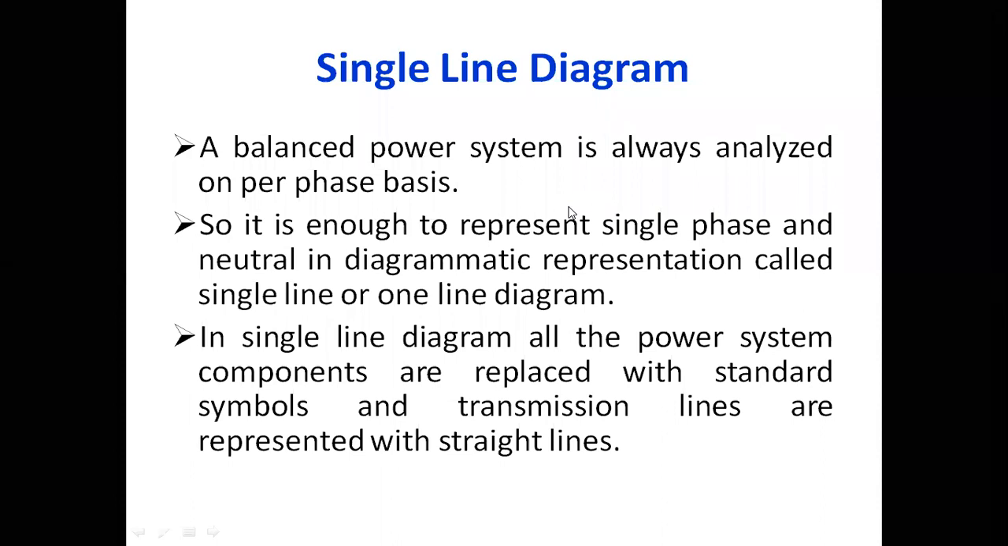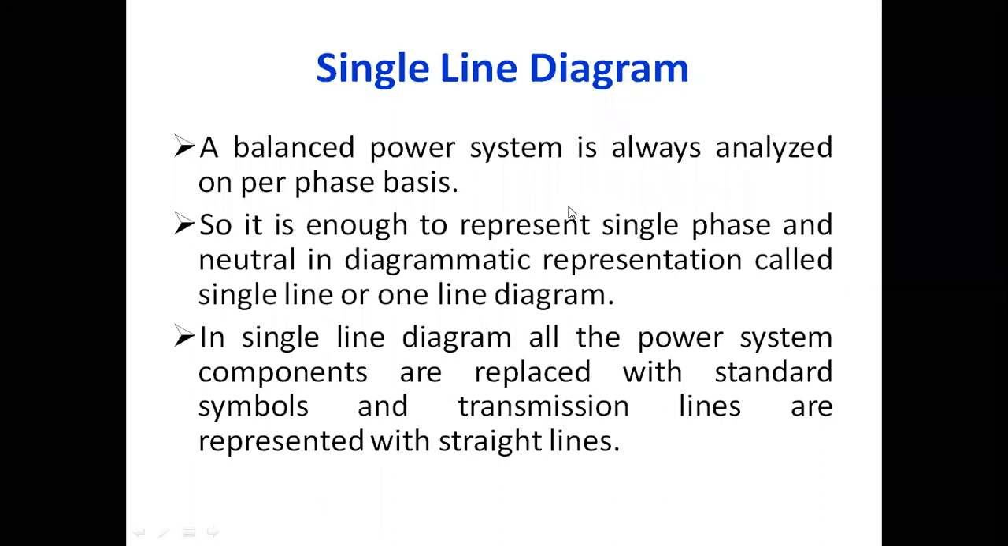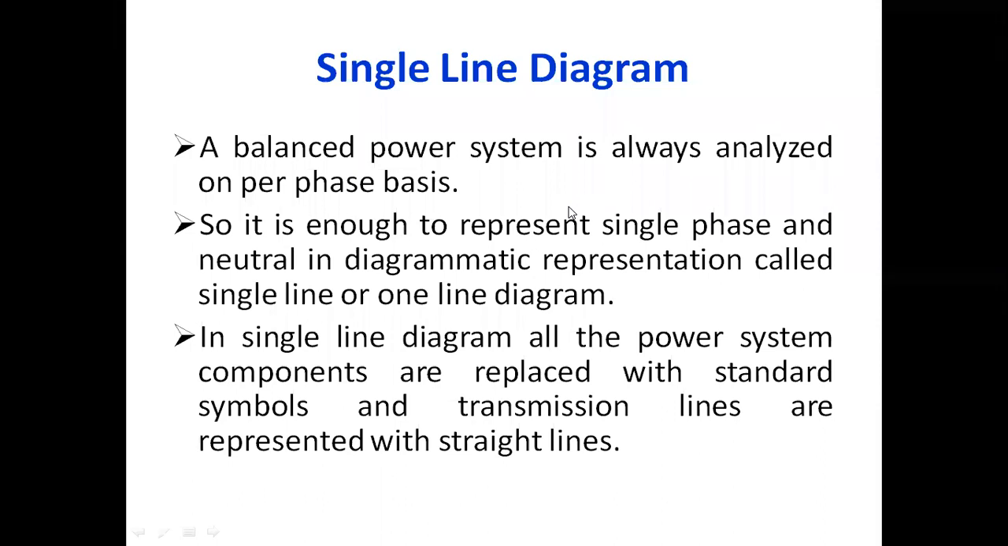Now the third point is that in a single line diagram, all the power system components are replaced with standard symbols and the transmission lines are represented with straight lines. So in the first two points we are very clear that a single line diagram is nothing but the diagrammatic representation of a total three phase balanced power system, and we are also coming to the conclusion that it is a diagrammatic representation consisting of one phase and neutral.